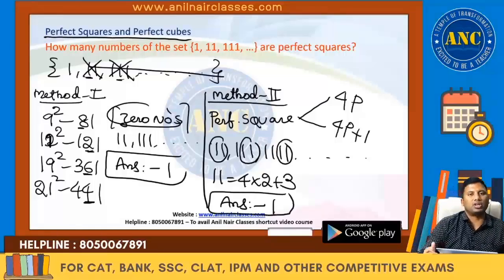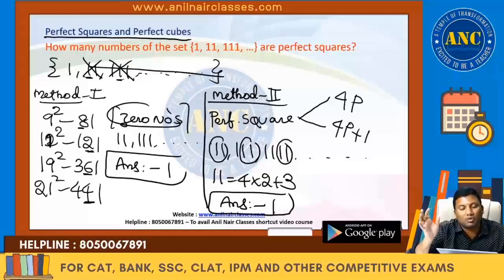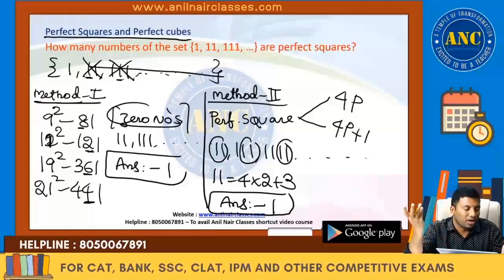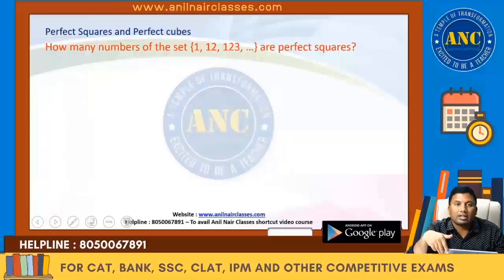The answer for this question is 1. I hope the logic is extremely clear to you. Either you can go by the tens digit and unit digit logic, or you can go by the perfect square form. A perfect square is always of the form 4 into something or 4 into something plus 1. Method 1, method 2. Depending upon your observation, you can take whichever is possible.